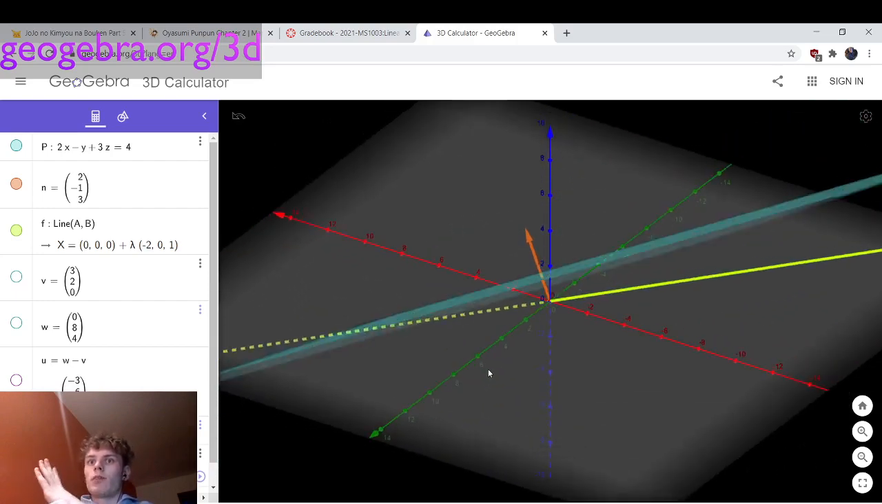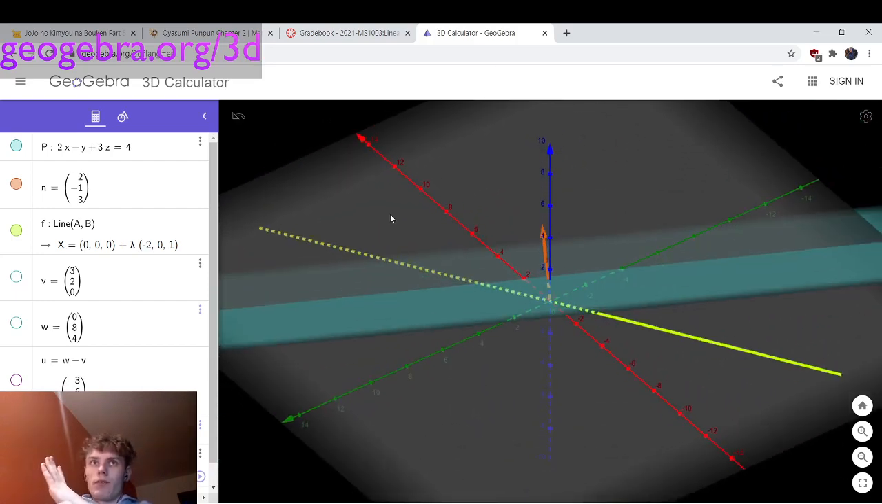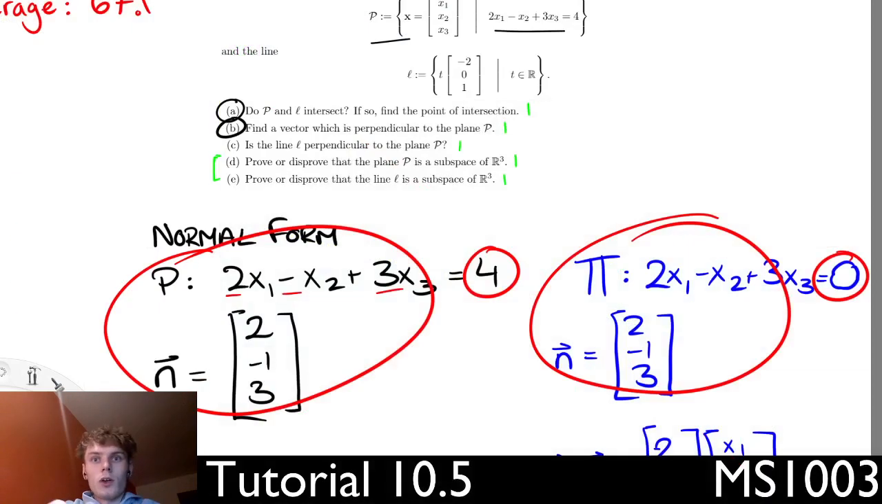This is why we're justified, if we're asking if the line is perpendicular to the plane, in not even needing to worry about the plane at all. We can just talk about the normal vector, because the normal vector contains within it all the information we need about the plane. Okay? So that's part C. Now for D and E.